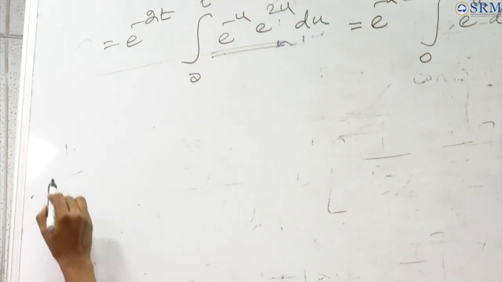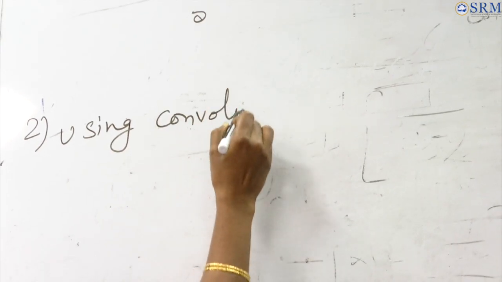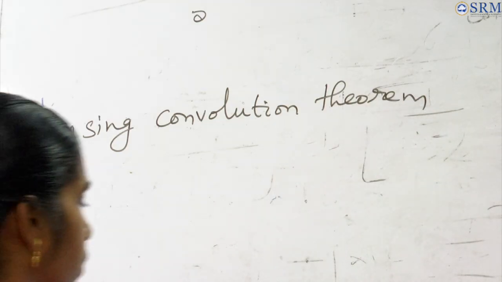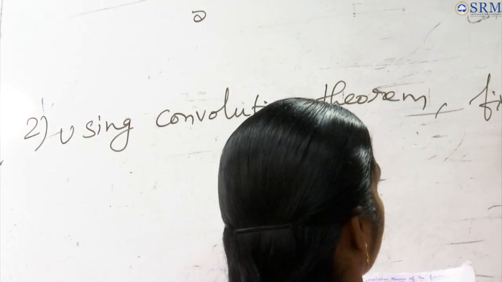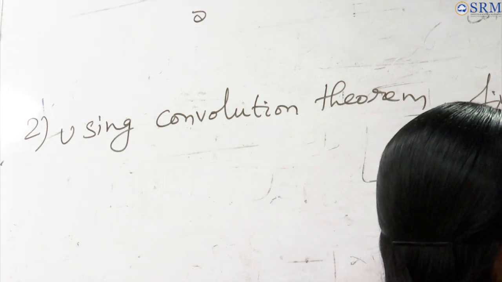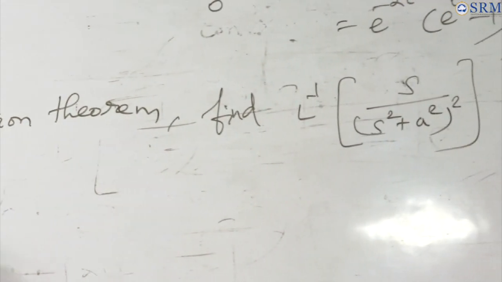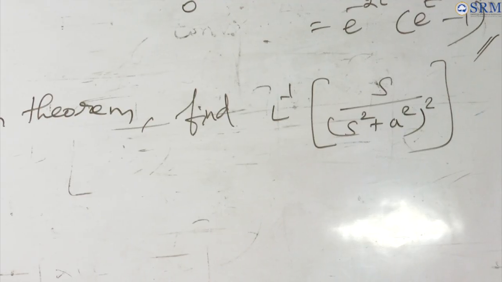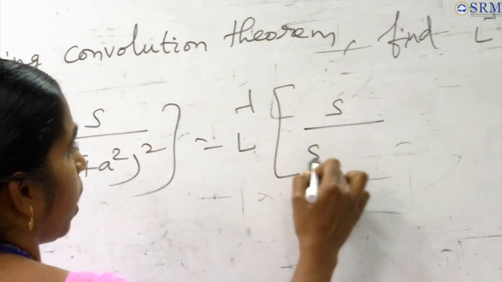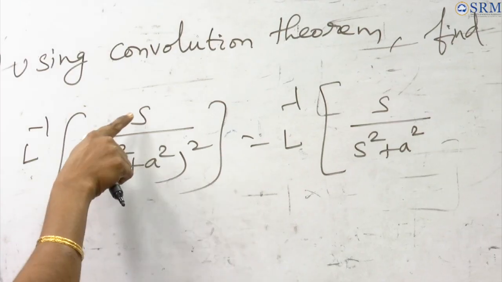The next question is: using the convolution theorem, find L inverse of s divided by (s square plus a square) whole square. So L inverse of s divided by (s square plus a square) whole square. So this is L inverse of s divided by (s square plus a square) squared. Consider one is f of s, another one is g of s. The numerator is only one s.